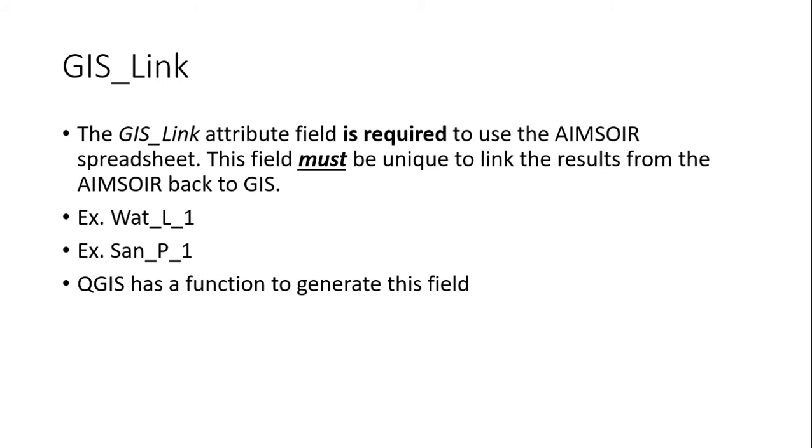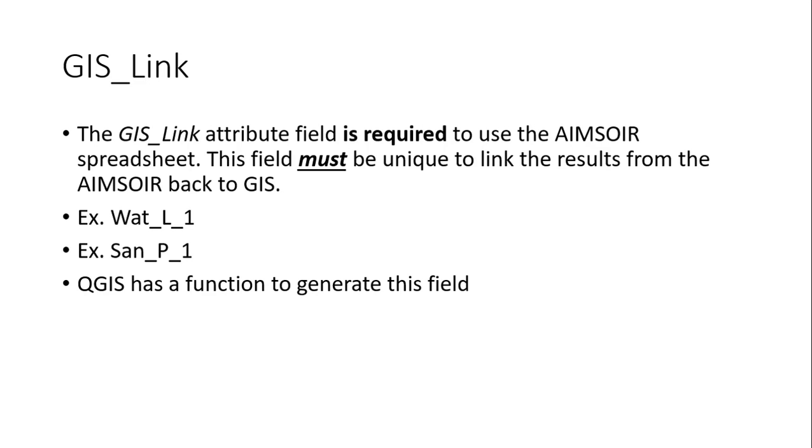The final field is GIS_link. This attribute field is required to use the AIMSOIR. For each feature, this must be unique. And what this field does is it links the AIMSOIR to the GIS so that you can generate reports and maps based on the data that is calculated in the spreadsheet.